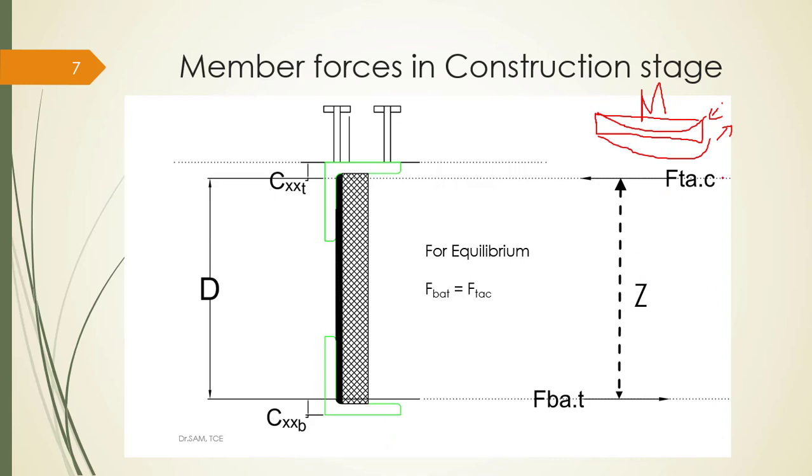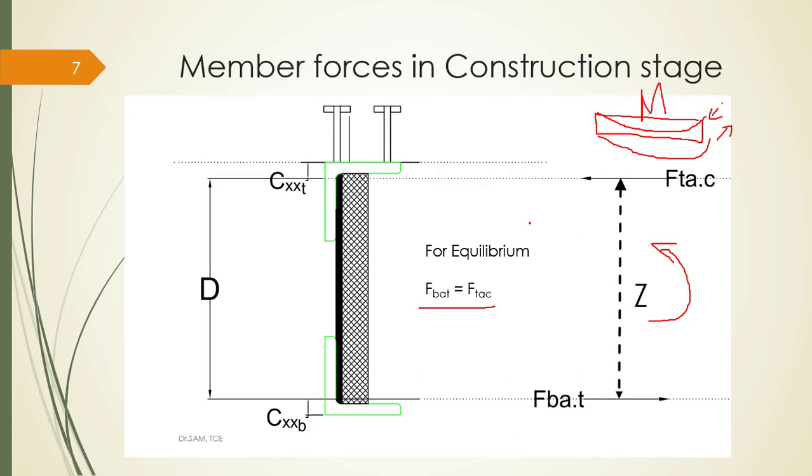The top chord is subjected to an axial compression of FTA, that is the top angle under compression. This is the bottom angle under tension. For equilibrium, these two forces are the same. Therefore, this equal and opposite force acting at a distance apart will create a moment of resistance. This moment of resistance should be equal to the applied moment for maintaining equilibrium.